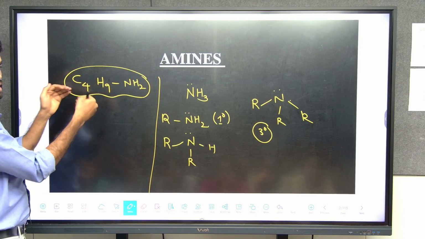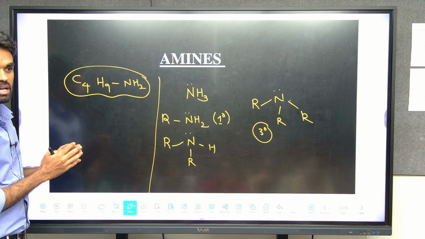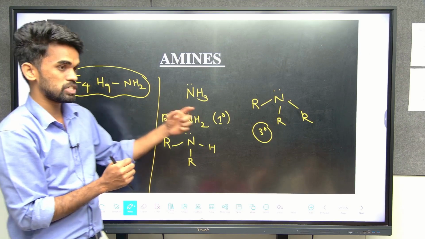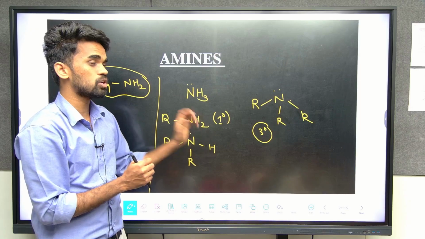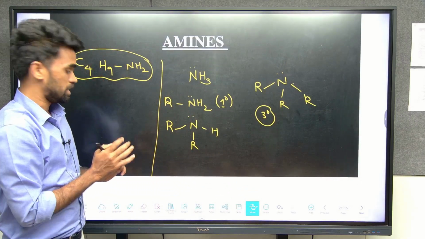Now they will ask what the relation between primary, secondary and tertiary is. The relation is that primary, secondary and tertiary amines are functional group isomers to each other. Now, what are their chemical properties?